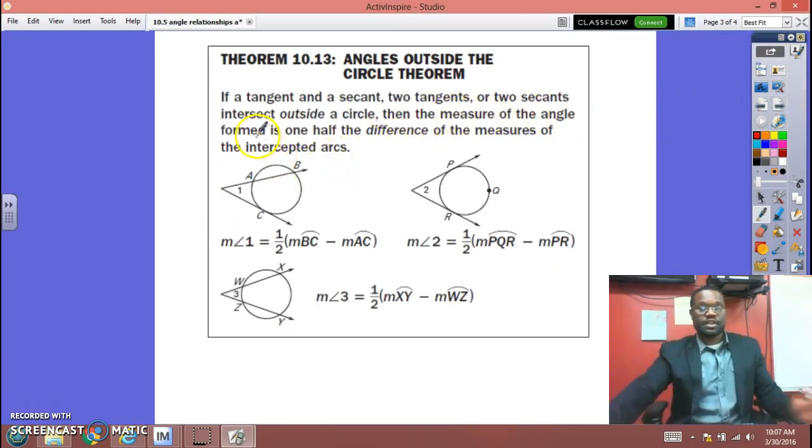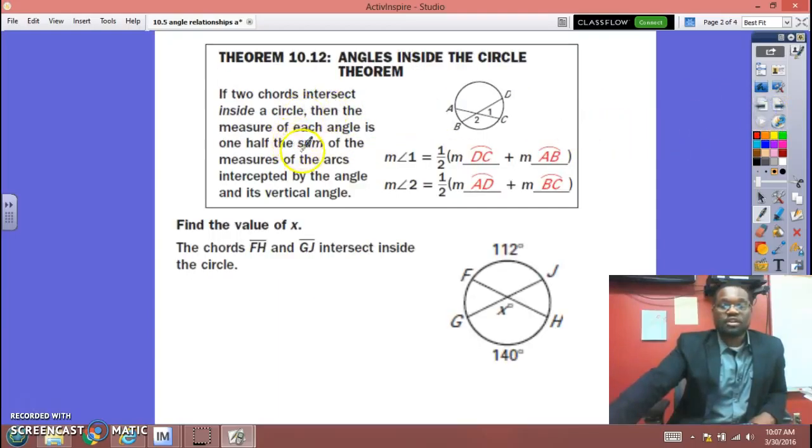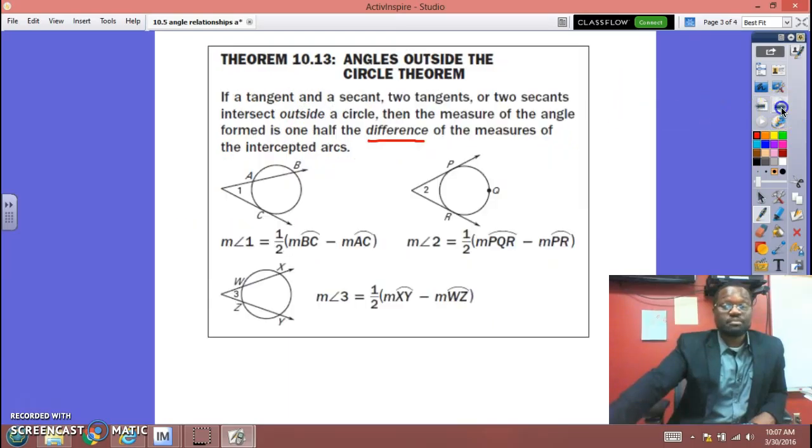Now, here's the next one. If a tangent and a secant, two tangents or two secants intersect outside a circle, then the measure of the angle formed is 1/2 the difference of the measures. And so you got difference on this one. You got sum on this one. Words that mean something, right?